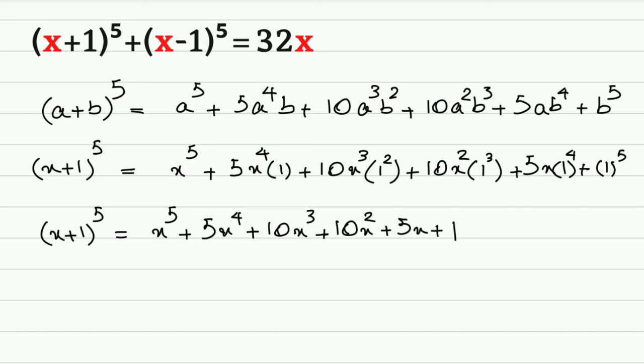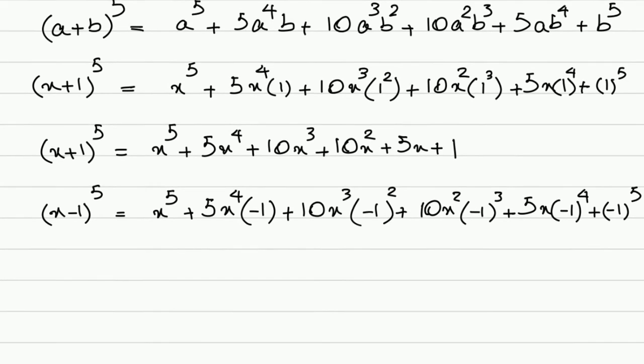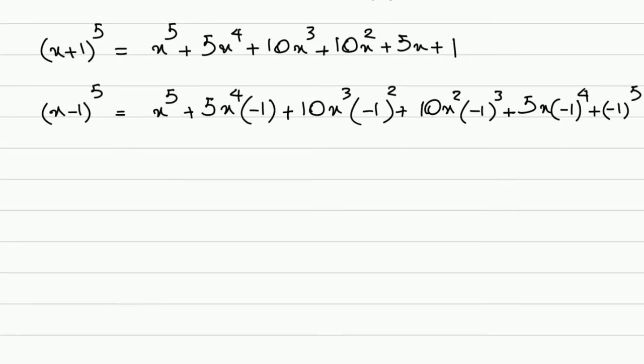Alright then, now the same thing happens for the second expression, (x − 1)^5. Now we have x^5, 5 times x^4, this time times negative 1, 10 times x^3 times (−1)^2, and then 10 times x^2 times (−1)^3, and 5 times x times (−1)^4, and (−1)^5. Odd powers of negative 1 are going to be negative: the powers 1, 3, and 5. This one, and also this one.